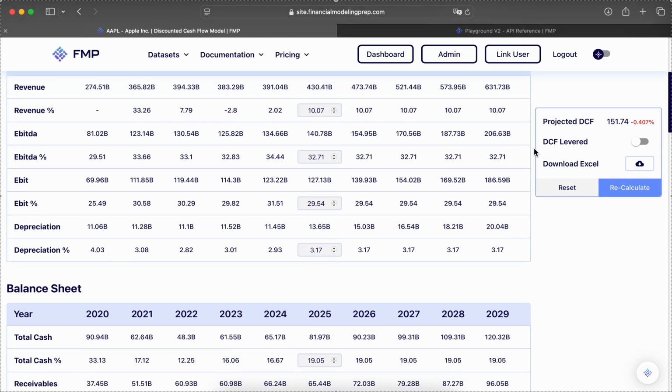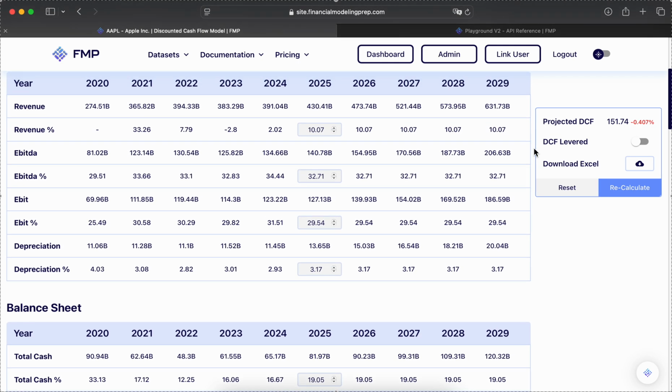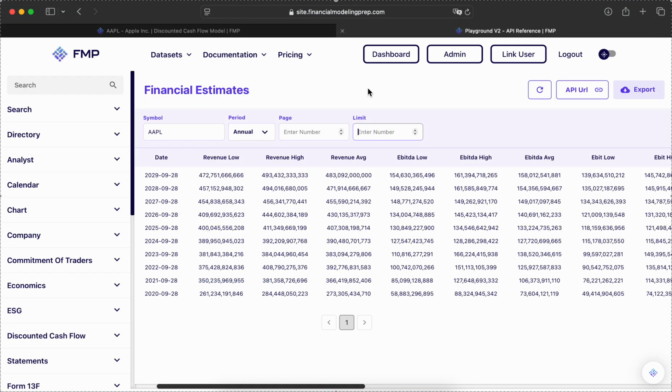Well, how to get those assumptions? First, you can read different research papers from investment banks published by different investment analysts, search in Google and see what analysts think of your selected company, of your selected stock. The other option is to use the Financial Modeling Prep Playground. Playground is a great feature to test different API endpoints.